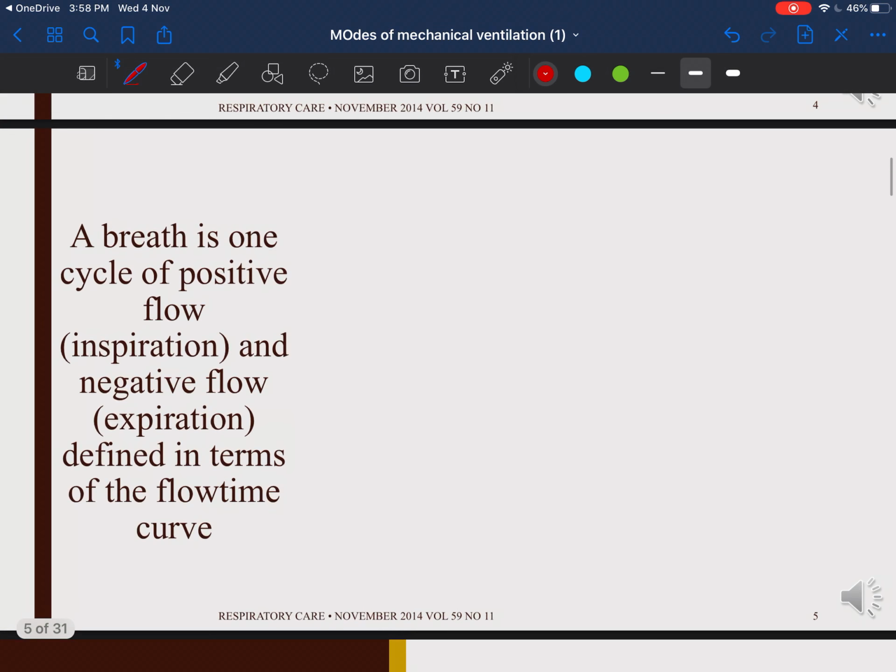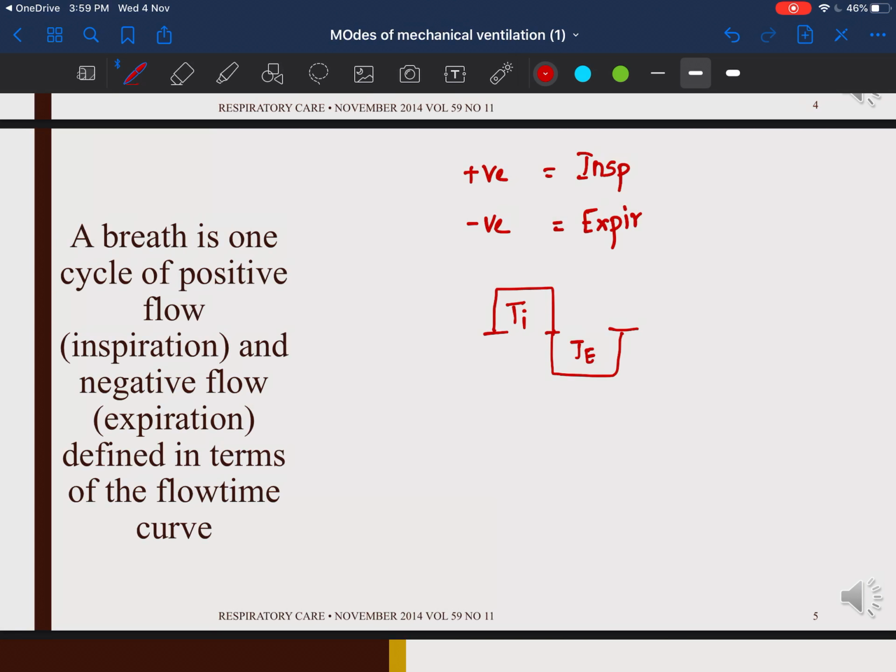in patient care. A breath is essentially one cycle of positive flow and negative flow put together in terms of a flow time curve. So positive flow is equal to your inspiration, negative flow is your expiration, correct? So start of inspiration to end of inspiration will be your I time, inspiratory time. Your start of expiration to end of expiration, or start of negative flow to end of negative flow, will be your expiratory time. If you put both of these together, you have the total cycle time, or total ventilatory period.